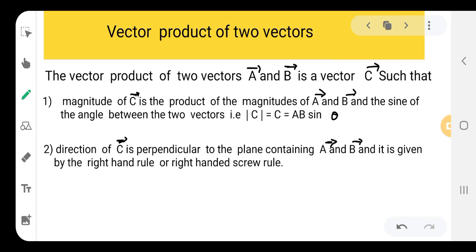The magnitude of vector C is the product of the magnitudes of vector A and vector B and the sine of the angle between the two vectors, that is modulus of C is equal to AB sine theta. So theta is the angle between the two vectors A and B, and the direction of vector C is perpendicular to the plane containing A and B, and it is given by the right hand screw rule. It is also known as the right hand rule.